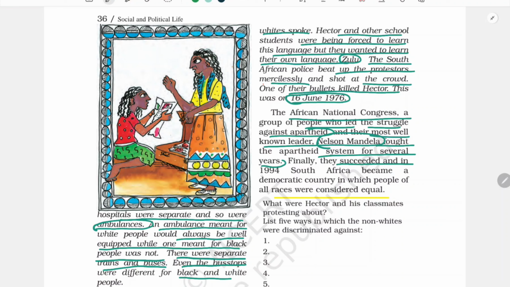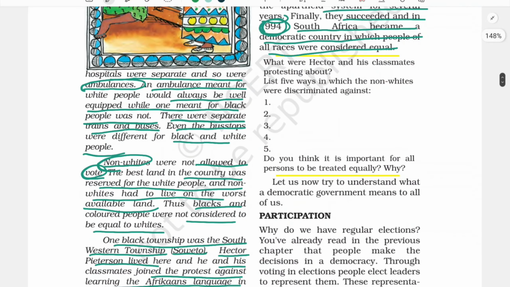See, only in 1994 they succeeded, and South Africa became a democratic country in which people of all races were considered equal. So again, they adopted after independence. What did they adopt? They adopted the democratic form of government, and they declared their country an independent country, which will be run as a democracy, where the power will be in the hands of people and all races will be equal. There will be no discrimination. So this was about South Africa. I hope you have understood.